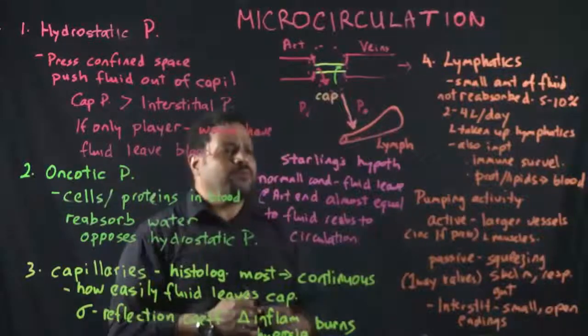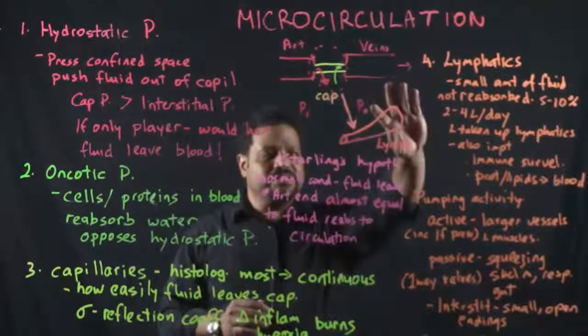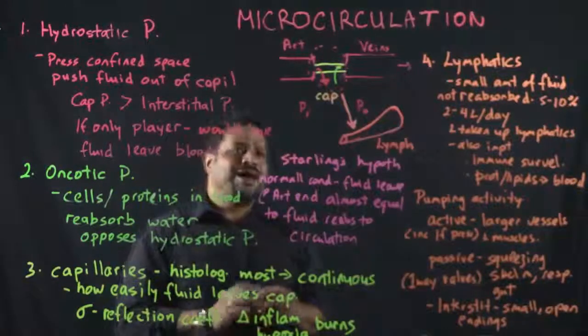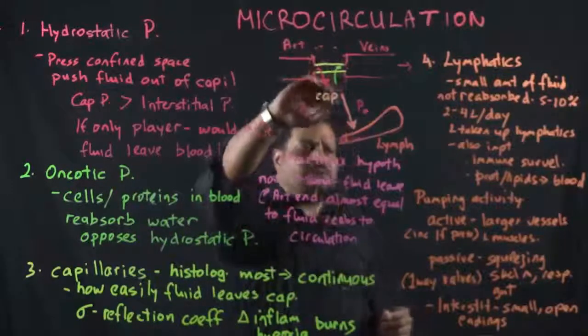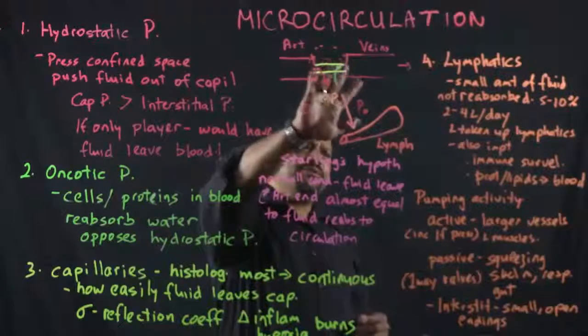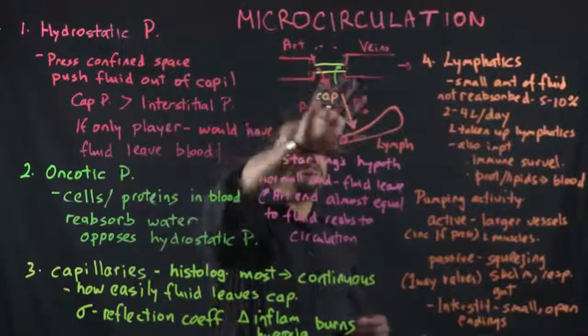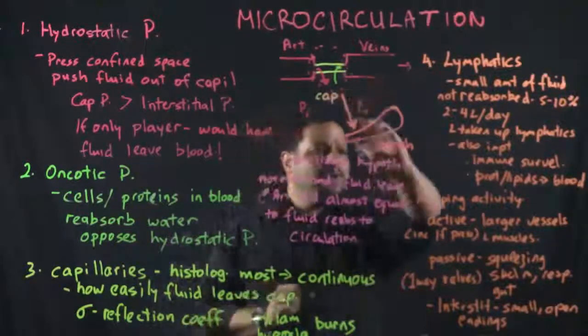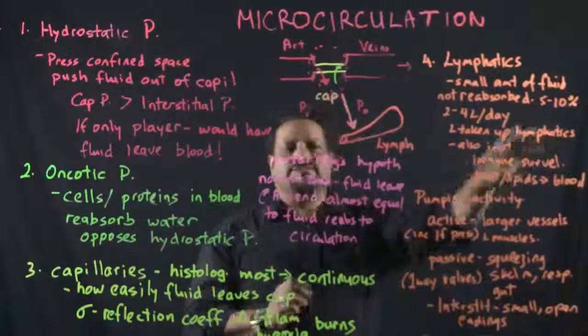So we talked about hydrostatic pressure, oncotic pressure, and the capillaries. Now we're going to talk about the fourth player, which is the lymphatics. So what happens is that there's a small amount of fluid that's not reabsorbed in the capillaries, okay? About 5 to 10%, or 2 to 4 liters per day. And that small amount of fluid is taken up into the lymphatics.